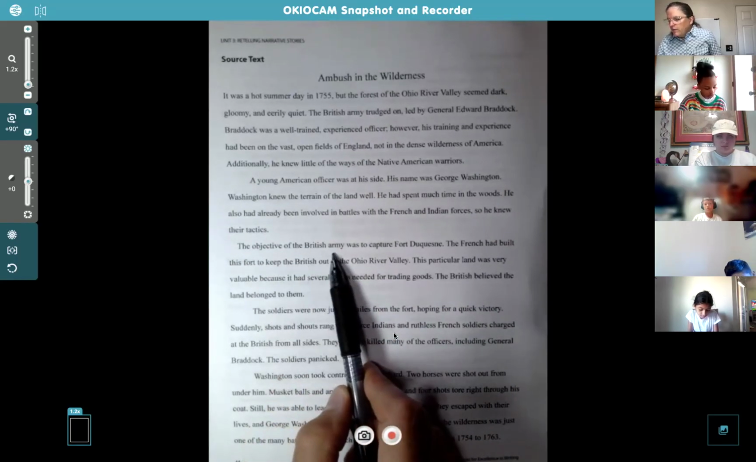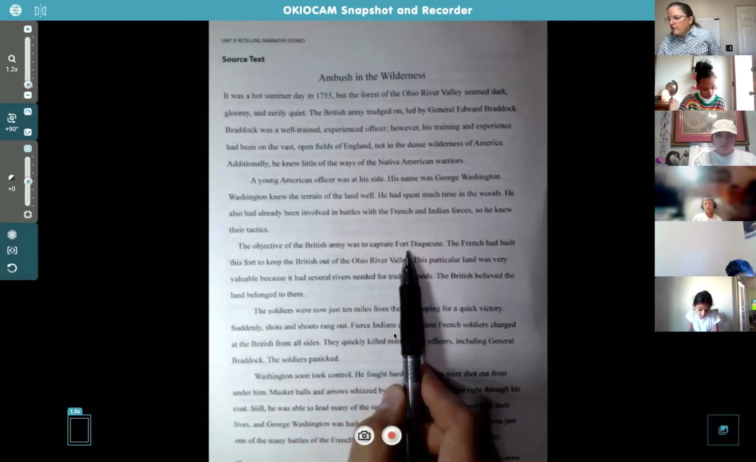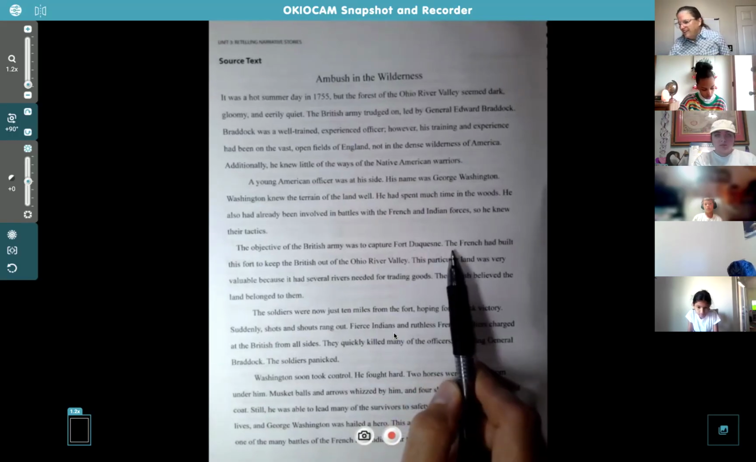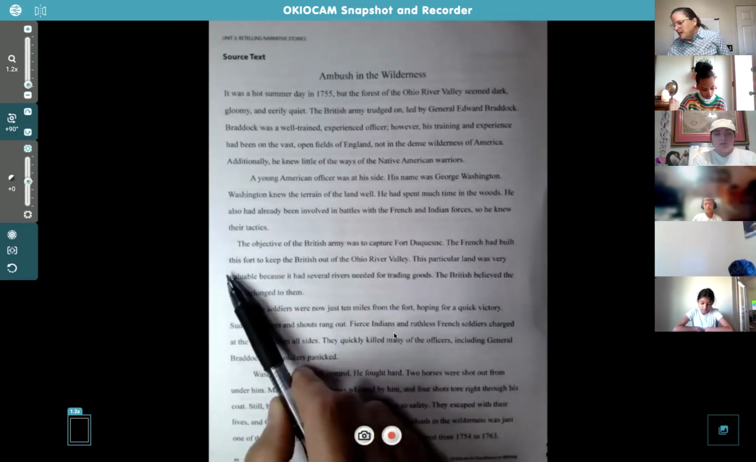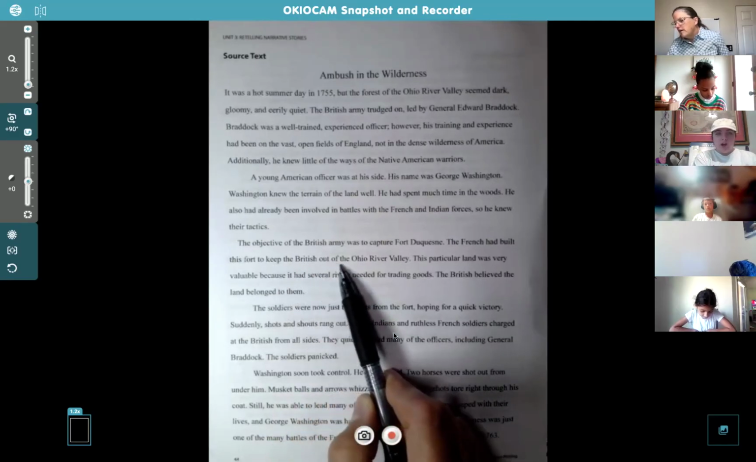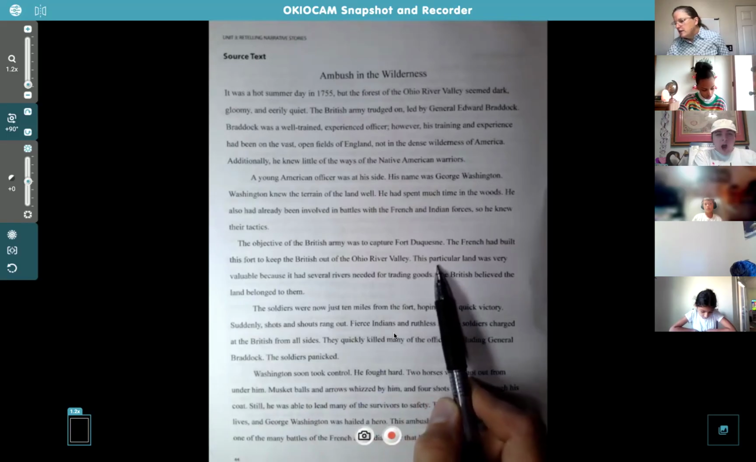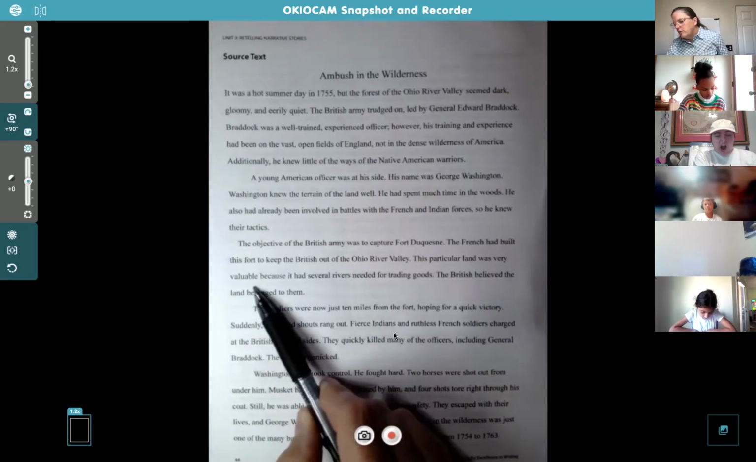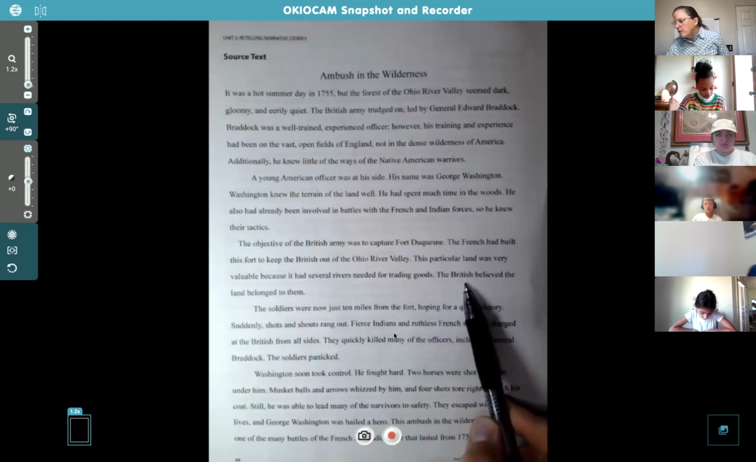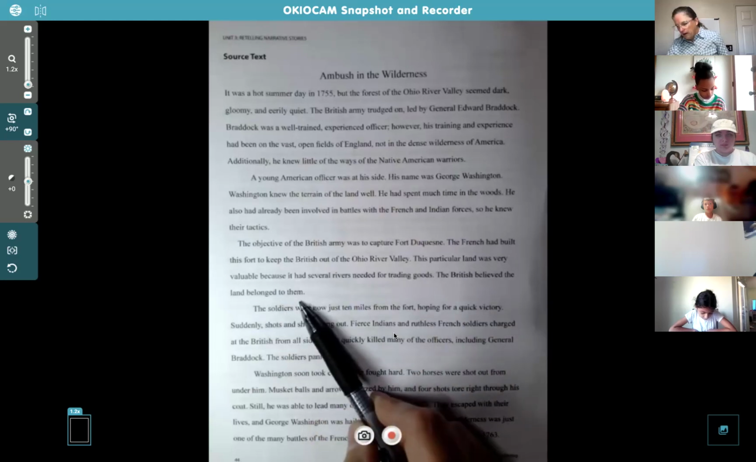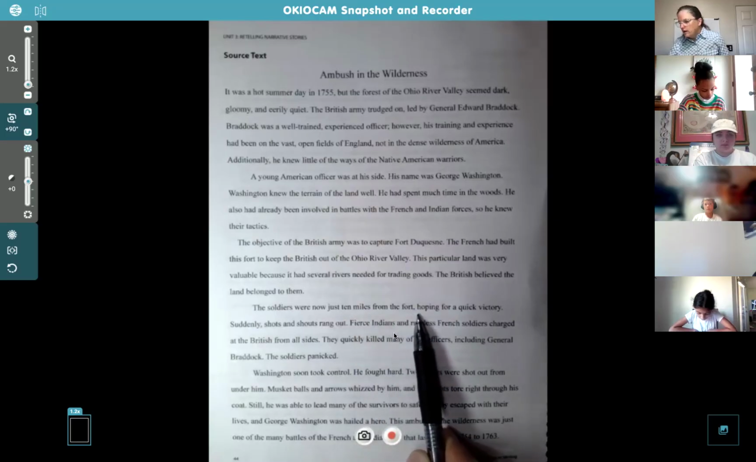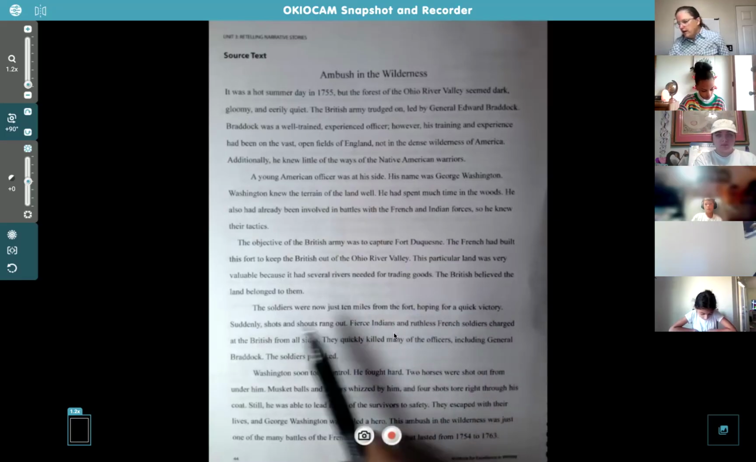The objective of the British Army was to capture Fort Duquesne. Not sure if I'm saying that right, but that's how I'm saying it. The French had built this fort to keep the British out of the Ohio River Valley. This particular land was very valuable because it had several rivers needed for trading goods. The British believed the land belonged to them. The soldiers were now just 10 miles from the fort, hoping for a quick victory.